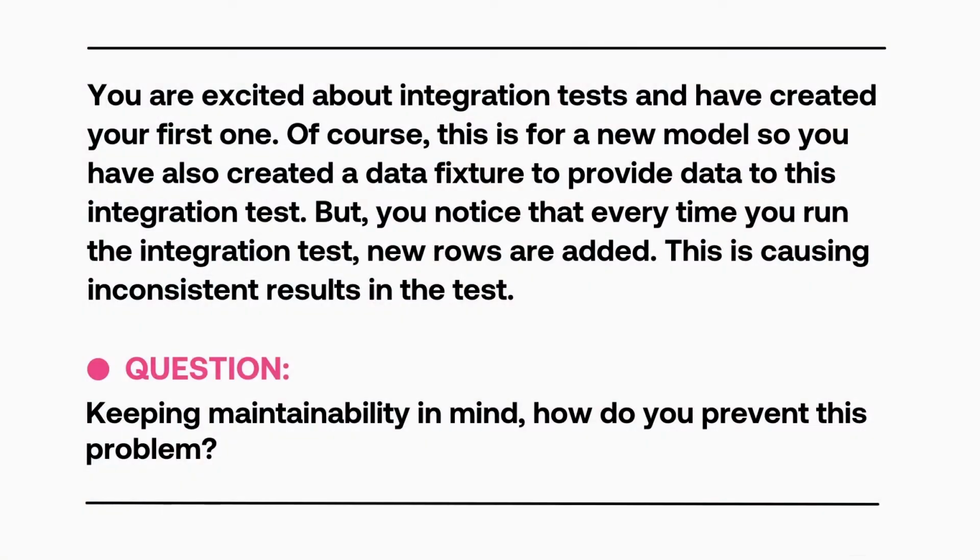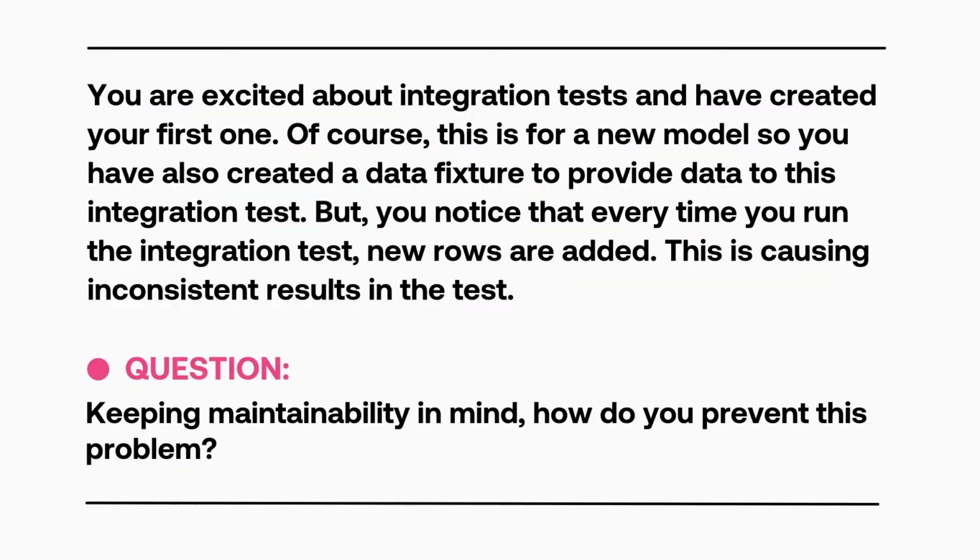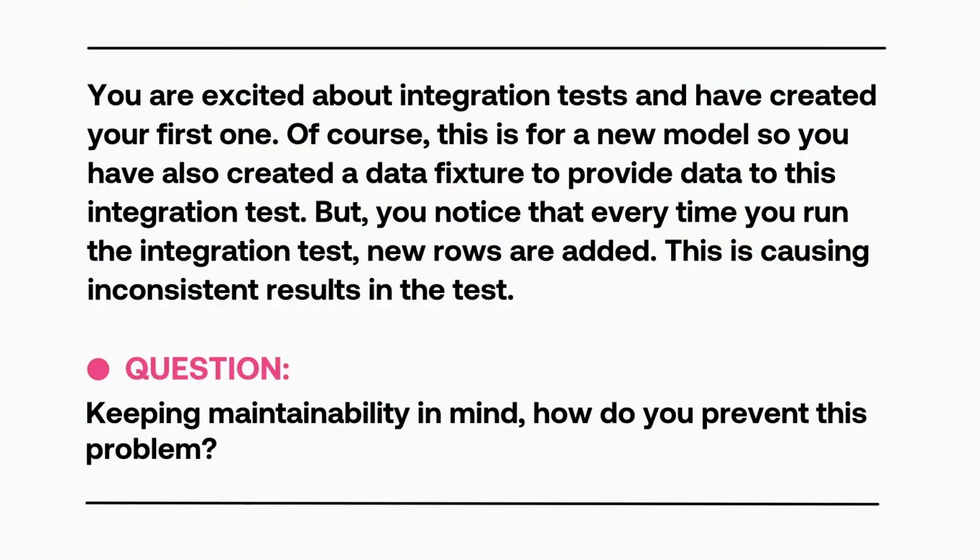The question is about integration tests. You are excited about integration tests. Haha, said no one ever. Not really, actually. Once you get into integration tests, it's not addictive, but it's really cool. And you have created your first one. Good for you. Of course, this is for a new model, so you have also created a data fixture to provide data to this integration test. That's kind of necessary. But you notice that every time you run the integration test, new rows are added. This is causing inconsistent results in the test. We got one of these questions. Keeping maintainability in mind, how do you prevent this problem?